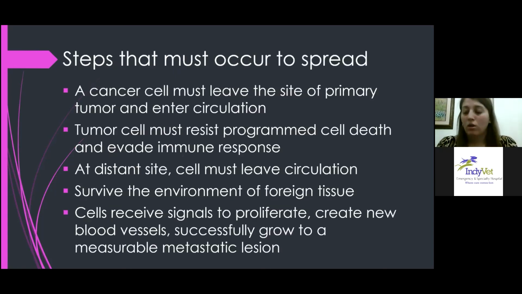What steps must occur for spread to occur? Cancer cell must leave its primary tumor and enter the circulation, one of those three that I went over. It must resist apoptosis and evade the immune system. Once it's at the distant site, it must leave that circulation, survive the environment in foreign tissue, and receive signals to proliferate and create a new mass.